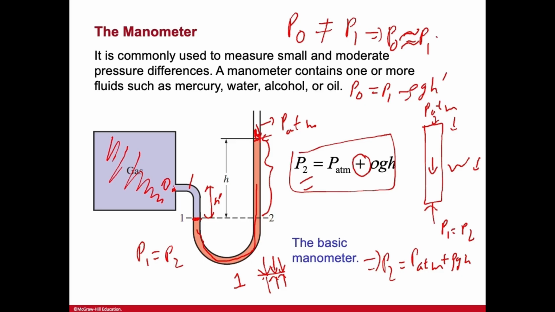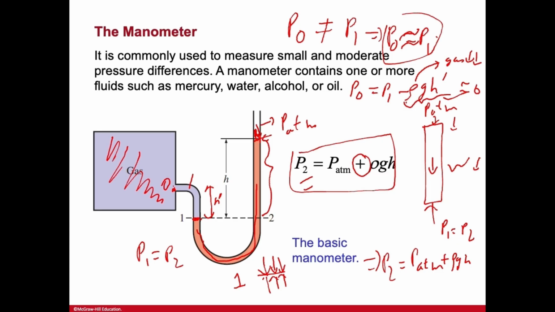But this rho is the density of a gas, so this is a very, very small value. The value of rho g h that corresponds to this pressure difference is approximately going to be 0. Hence you can say P0 is approximately P1. So hopefully that makes it clear.